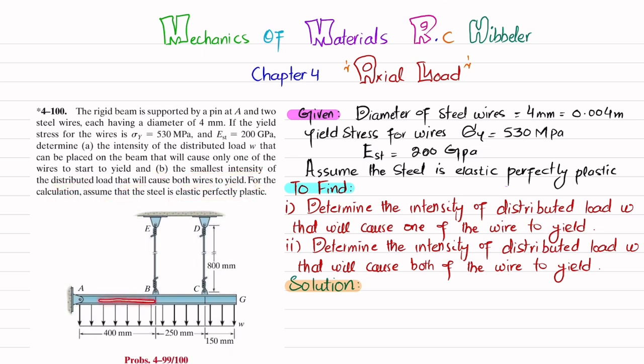So you can see this is the beam. There is a pin support at point A, and at points B and C there are two steel wires having a diameter of 4 millimeter, and there is a distributed load W acting over the whole length. So you have to find this W for one of the wires to yield, and then in the second part we have to determine this W for both wires to yield. So let's start with the solution.